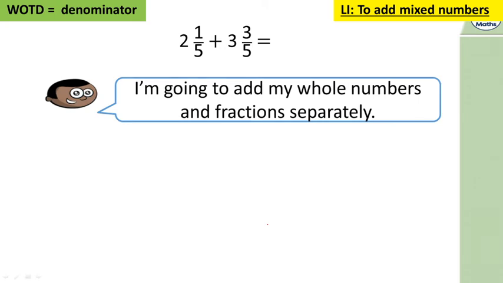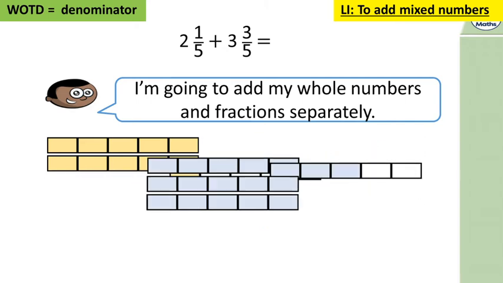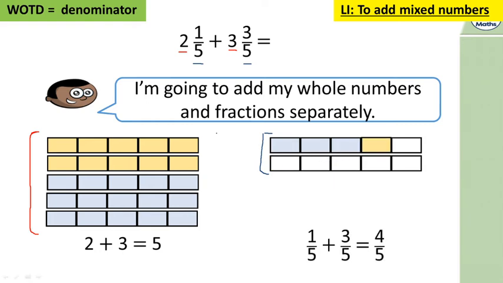I'm going to add my whole numbers and fractions separately. So here we have it drawn out, 2 1/5 and 3 3/5. So we're going to add our wholes. 2 add 3, which is this bit here, 2 wholes add 3 wholes. And then we're doing 1/5 and 3/5 over here. So 2 add 3 is 5, and 1/5 and 3/5 equals 4/5.